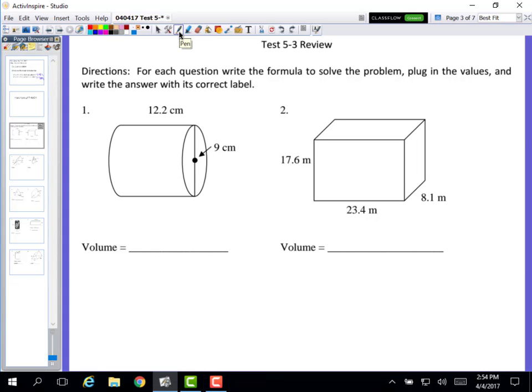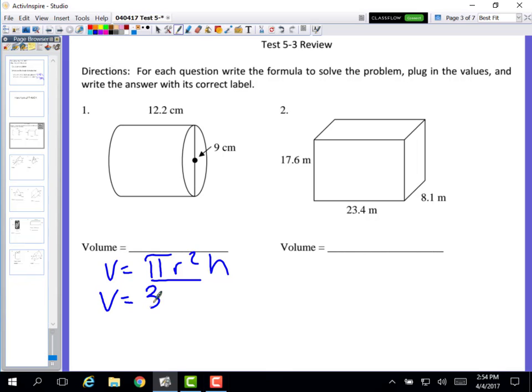Okay, so this first one, number 1, we have a cylinder. So our formula is volume is equal to pi r squared h. We know our generic formula for any prism or cylinder is volume is equal to capital B H, where the capital B in this case is our circle. Okay? So let's plug in our necessary information.